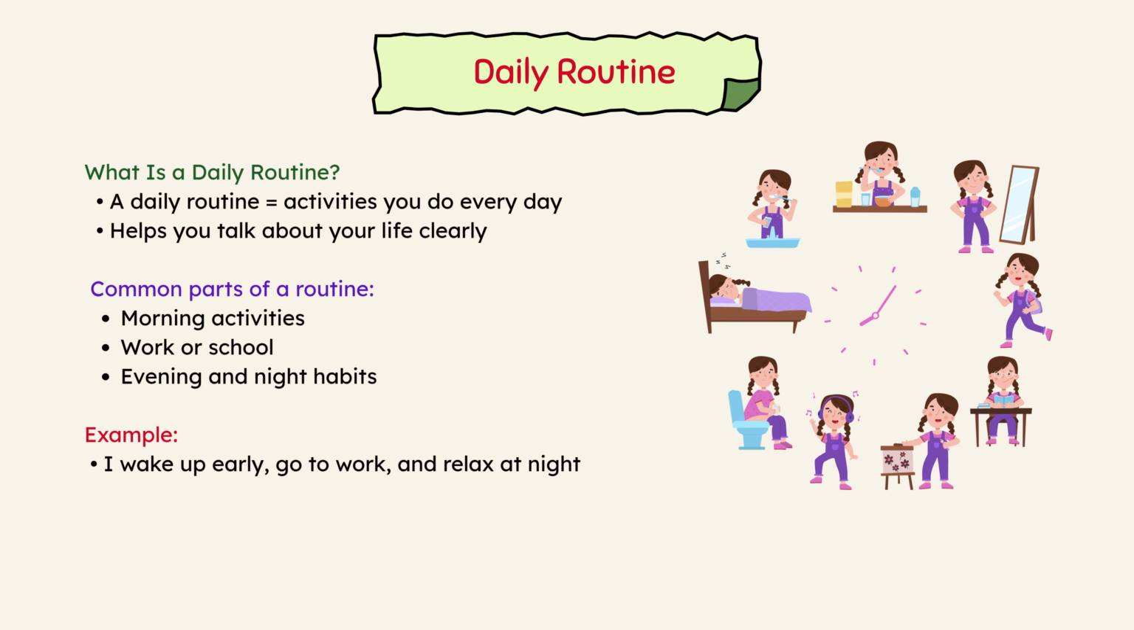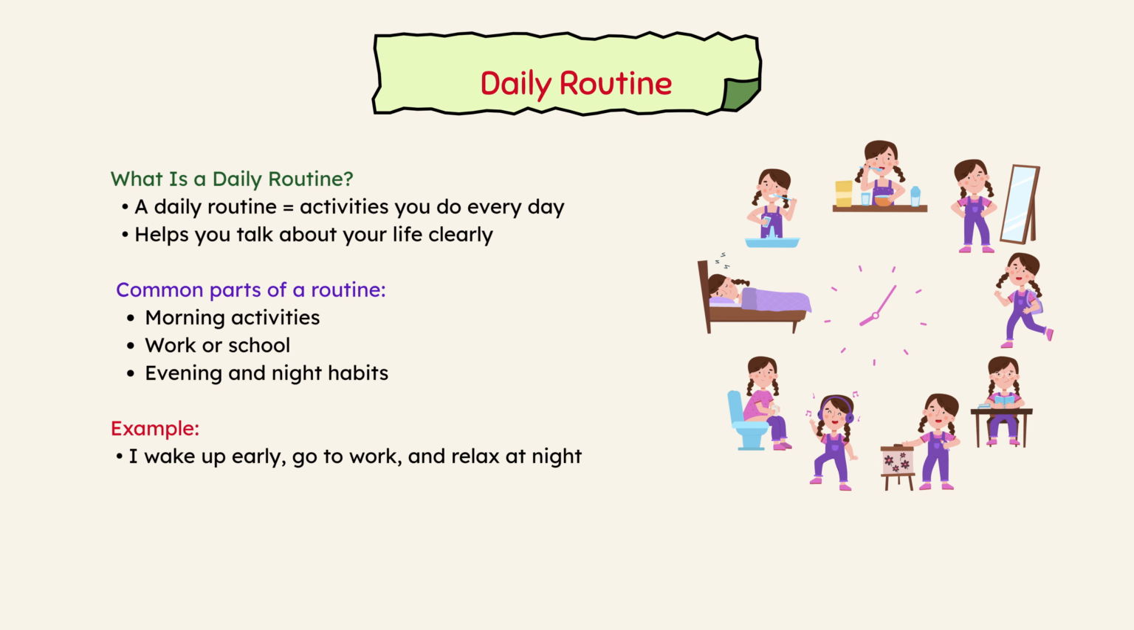Let's understand what a daily routine is. A daily routine means the activities you do every day. It helps you talk about your life in a clear and simple way. A typical routine usually has three main parts. It includes your morning activities, your work or school time, and your evening and night habits. For example, you can say, I wake up early, go to work, and relax at night. This is how we describe our daily routine in English.